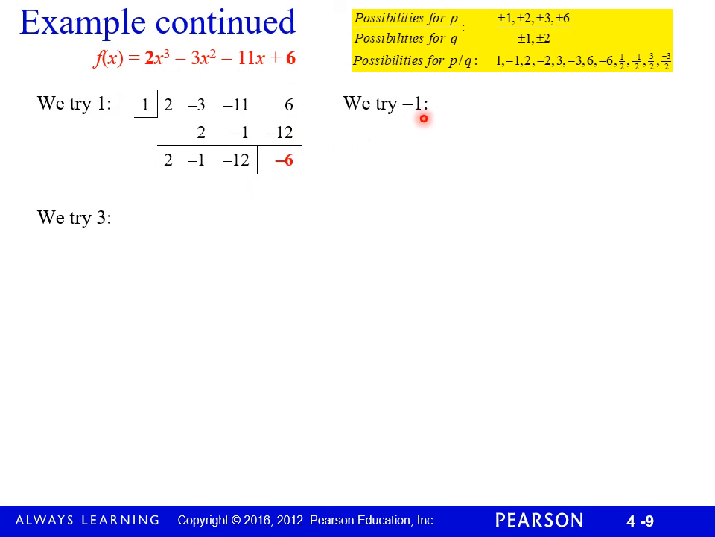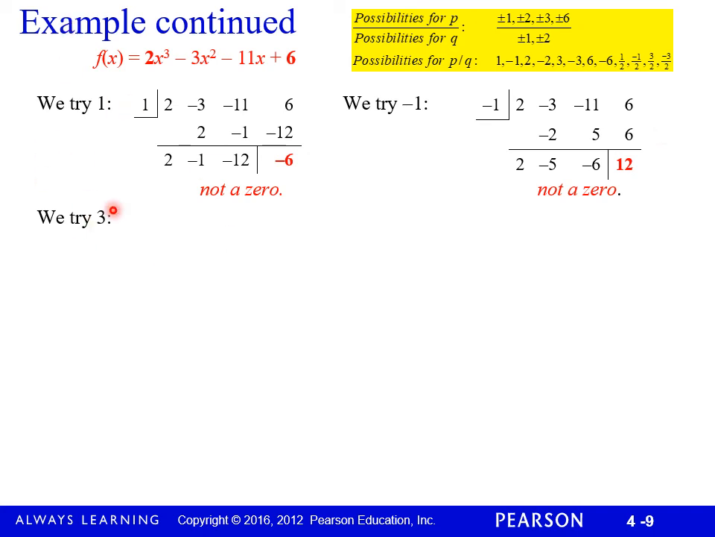So we try -1. This is x plus 1. The x is -1. We use the same coefficients. Bring the first term down, multiply through, add, multiply through, add, multiply through, add. And again, we see that we do not have a 0 for a remainder. So neither x equals 1 nor x equals -1 is a zero. Neither x minus 1 nor x plus 1 is a factor.